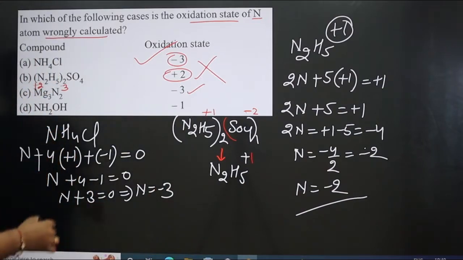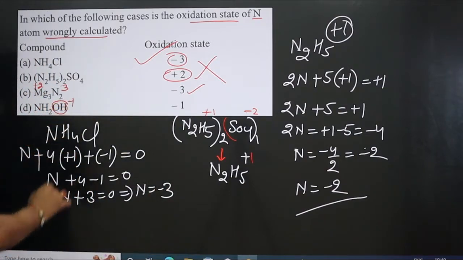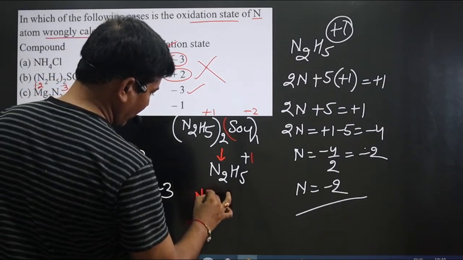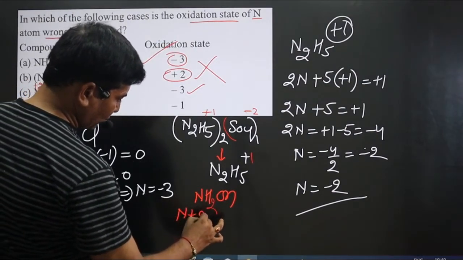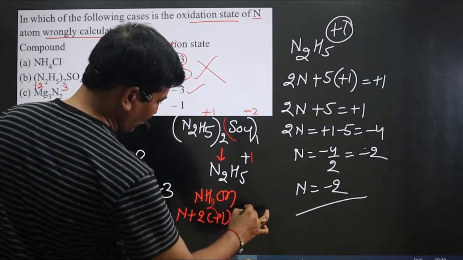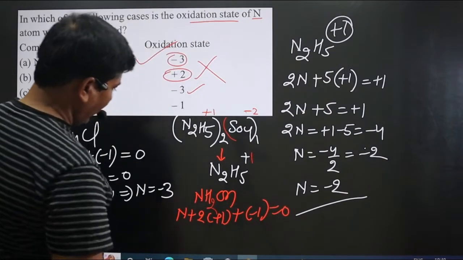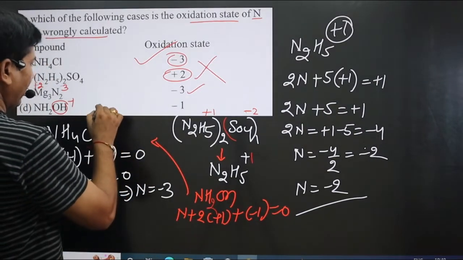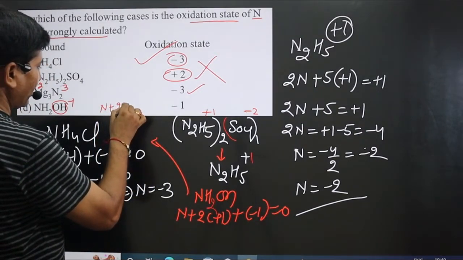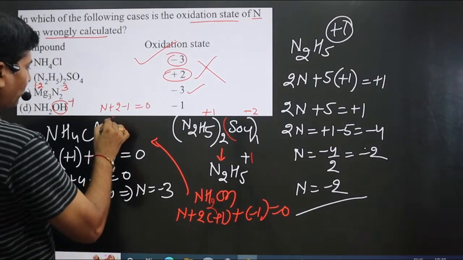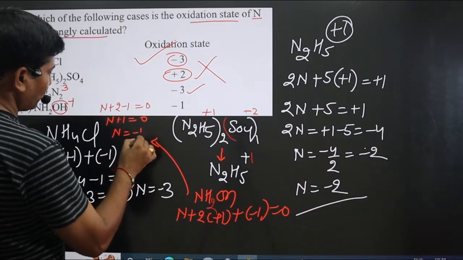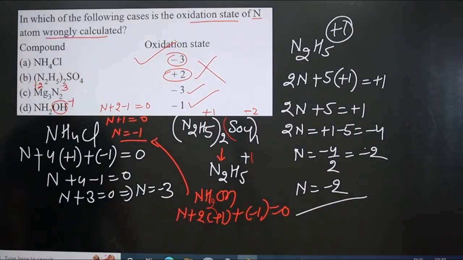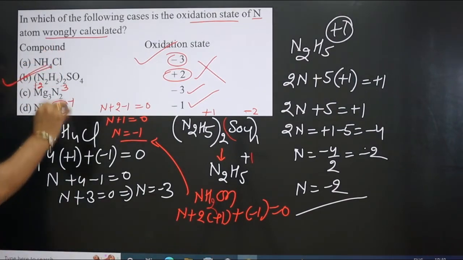And as for the next one, OH is -1. There are 2 hydrogen, and each hydrogen is present in +1. OH is -1. So we can write nitrogen +2 (hydrogen is +1), OH is equal to -1, is equal to 0. If you simplify, you will get nitrogen +2 -1 is equal to 0. Then nitrogen +1 is equal to 0. Then nitrogen will be present in -1 oxidation number. This is also correct.